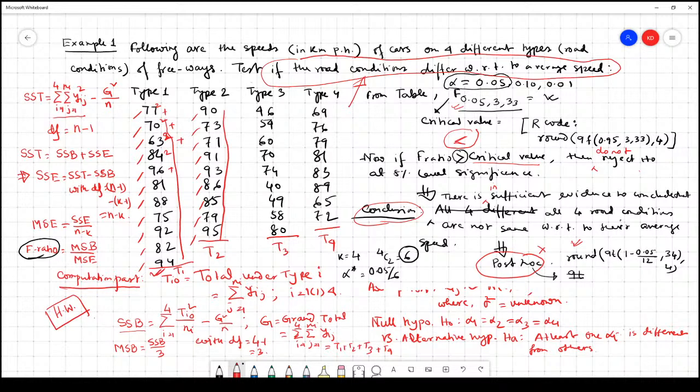Okay. And here, since we fail to reject H naught, in reality it may not be true. In that case, type 2 error may be committed. And if the F ratio is greater than the critical value, we reject H naught, but in reality it may not be true. In that case, type 1 error is committed. First case is type 1 error, second case is type 2 error.